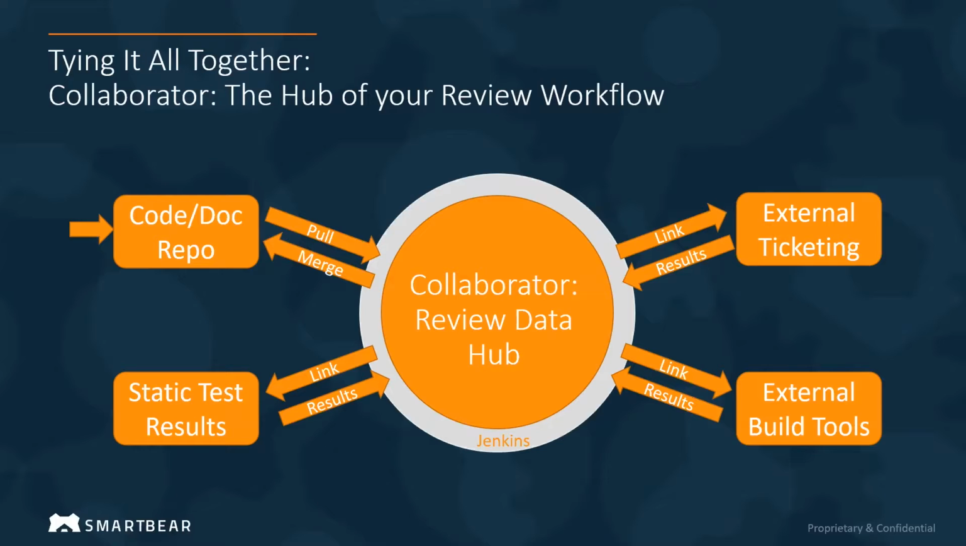You can use Collaborator to kick off external jobs. In this case, I'm running a Jenkins job that will be handling some of my external inputs, but Collaborator also incorporates its own triggers so that you could use Collaborator to kick off some of these events as well. That ranges from static test results to external ticketing, external build tools, however you want to incorporate this into your workflow as it applies to your organization.